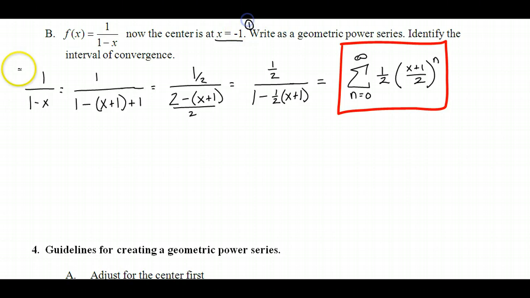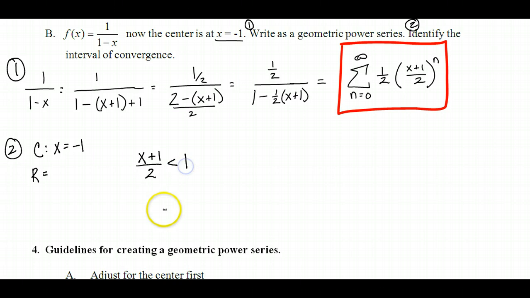Now to identify our interval of convergence, which basically goes back to section 8, I'm going to call this part 1. So there's part 1. Part 2, identifying our interval of convergence. Looking at it, our center is where x is equal to -1, and we have to calculate the radius. Well, we know that this is geometric, so the radius should be very easy to calculate.